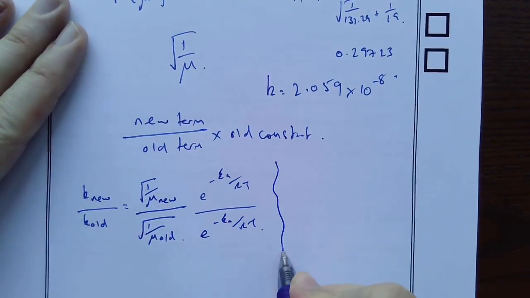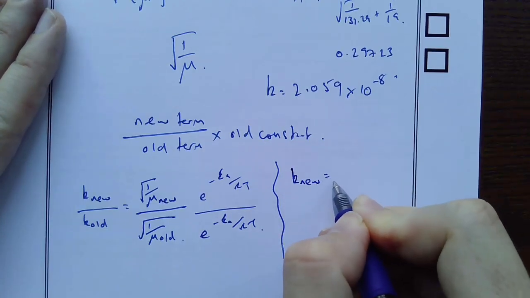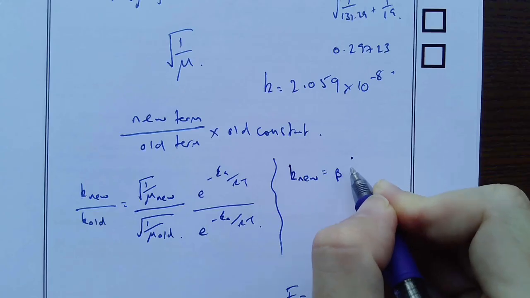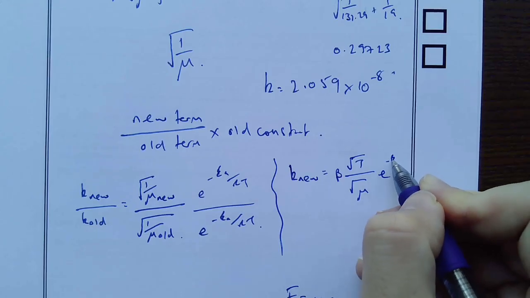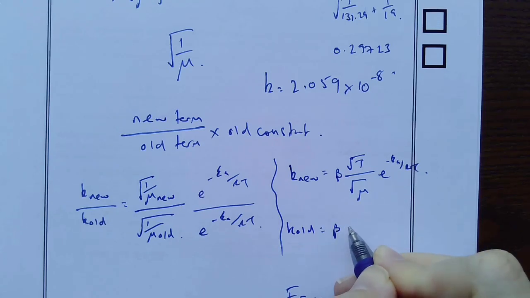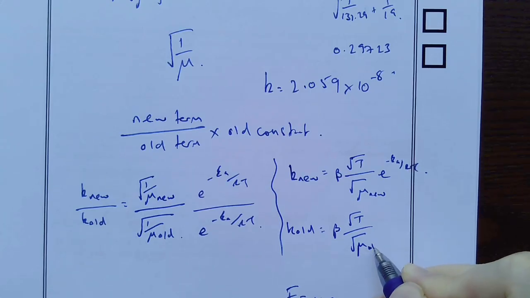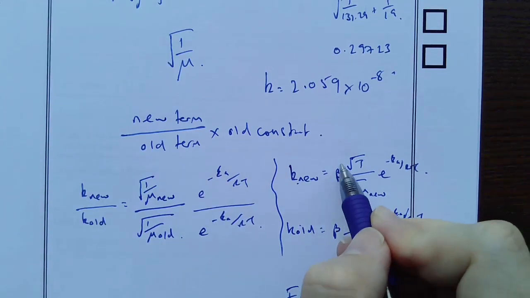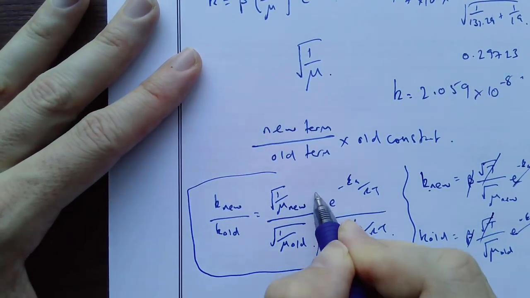If you were to write out what I've done, I should have planned this a little more carefully. My new k is equal to beta, root T, root mu new, e to the minus Ea over RT, and k old equals beta, root T, root mu old, e to the minus Ea over RT. If I do this divided by this, all of that cancels, so all I get is just this equation here.